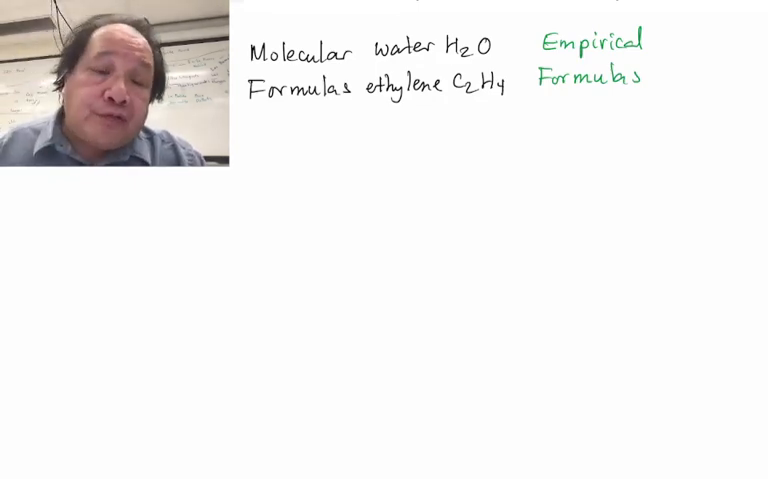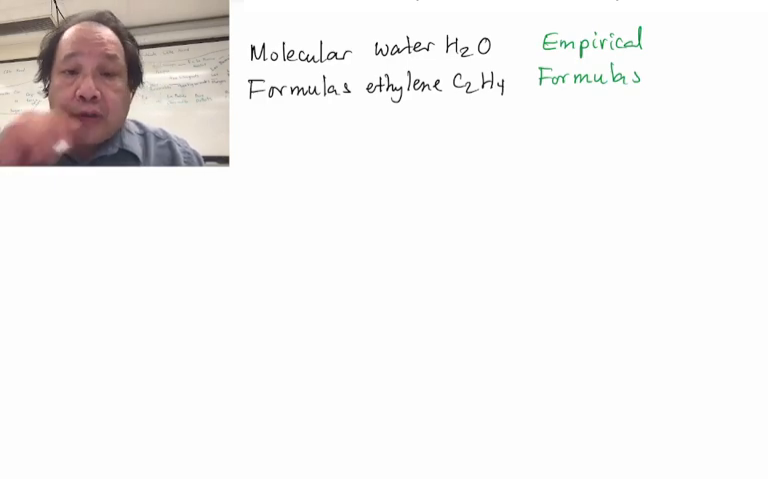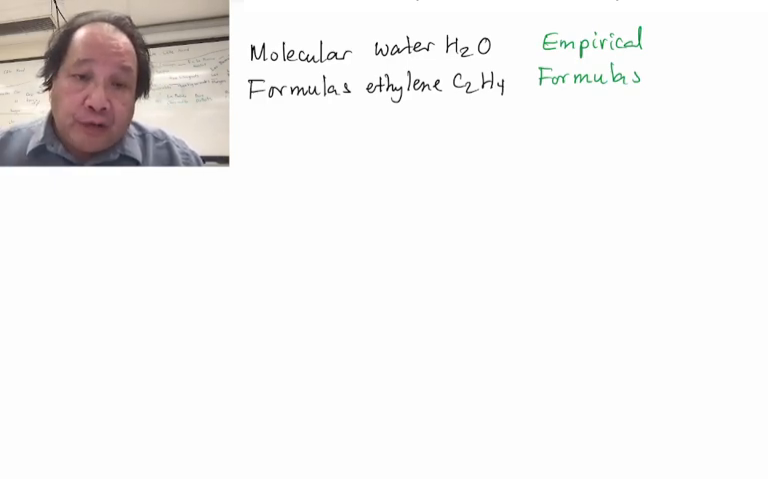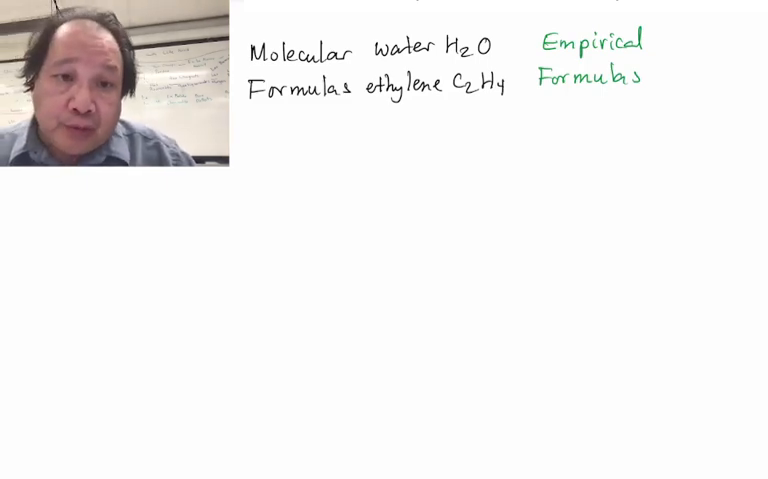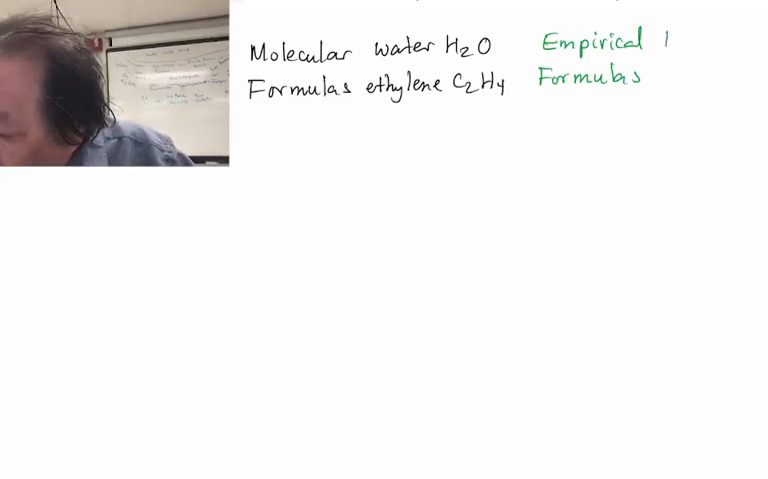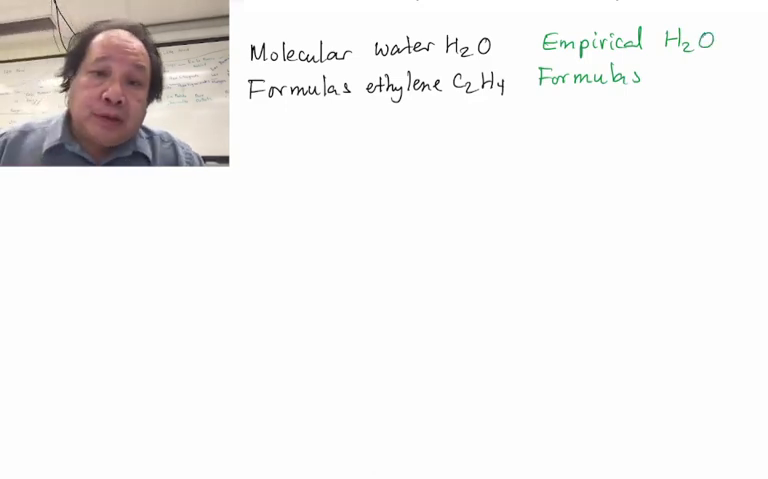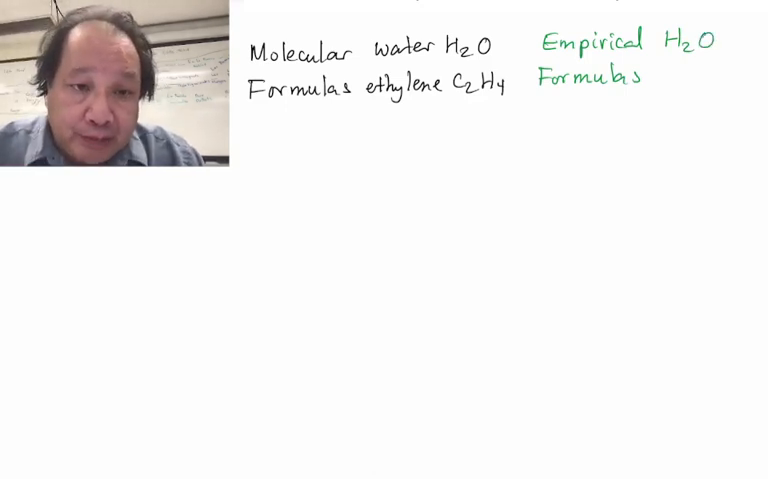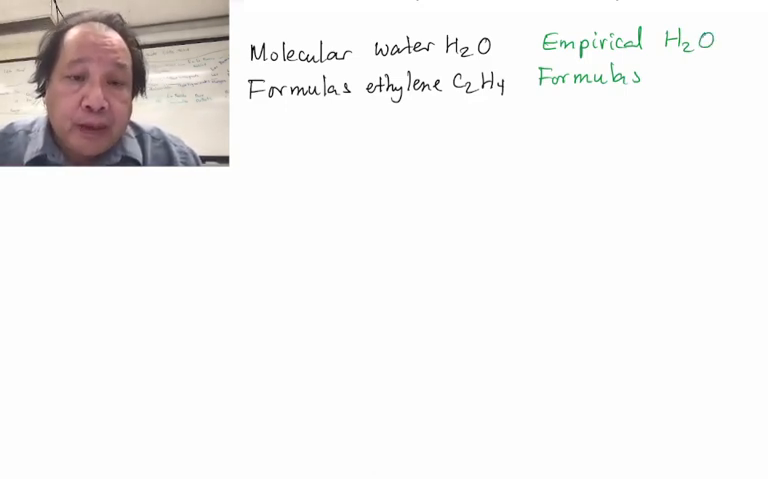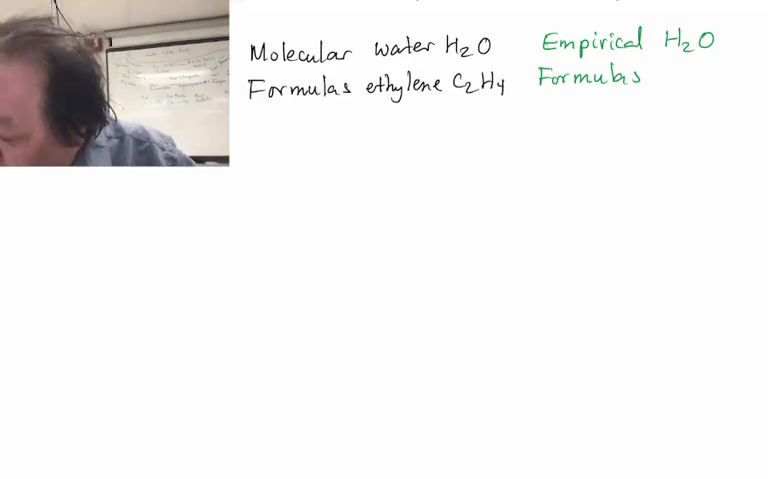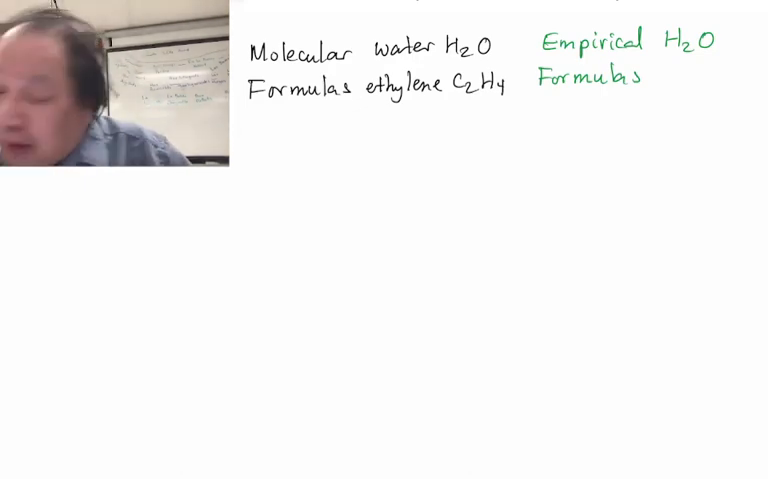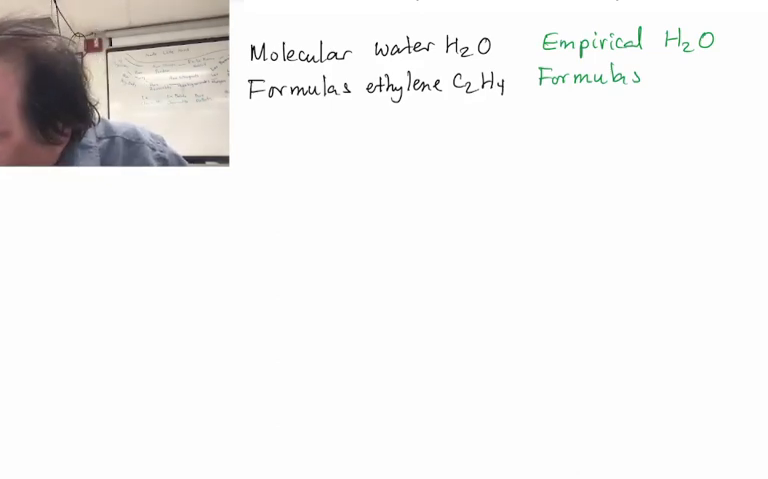The empirical formula is the ratio of the atoms of the elements in the molecular formula. The ratio in water is 2 parts hydrogen to 1 part oxygen. So the empirical formula is the same as the molecular formula for water. But for ethylene, the ratio carbon to hydrogen is 1 to 2. There's a common factor of 2. So the empirical formula for ethylene is CH2.